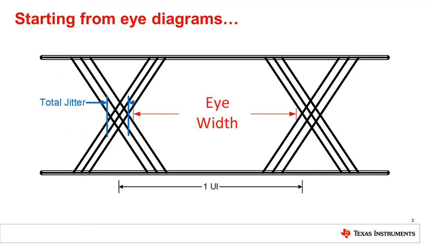In order to begin the discussion on bathtub curves, mainly their construction and utility, we start with the eye diagram. An eye diagram is a data-dependent electrical measurement used to evaluate high-speed transmitter and receiver performance. Two key measurements included in the eye diagram are total jitter and eye width. Reference the image on the screen as a brief refresher on where these items are located.